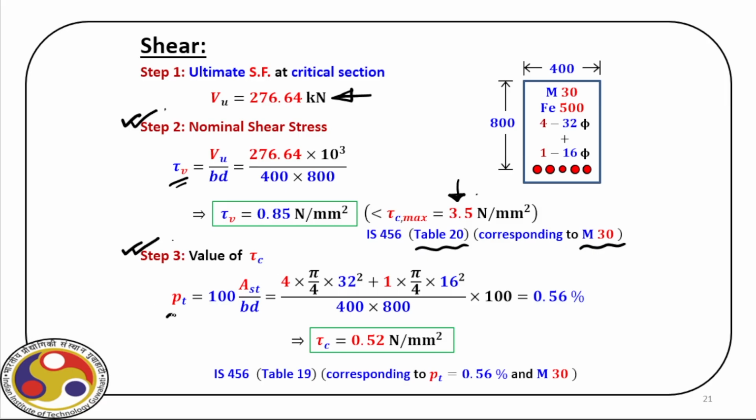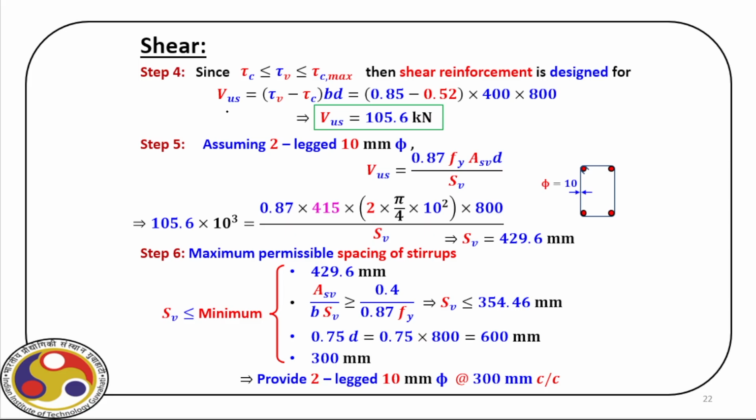For that, we find out what is PT, and then the percentage steel we evaluate is 0.56%, and then we find out what is tau c. From table 19, it is 0.52 Newton per millimeter square. So effectively, VUS is 105.6 kilonewton. Then we have assumed two-legged 10 phi bars here as the shear reinforcement. Now we can balance this VUS with the help of the shear reinforcement that we provide. So we know ASV, we can calculate the spacing.